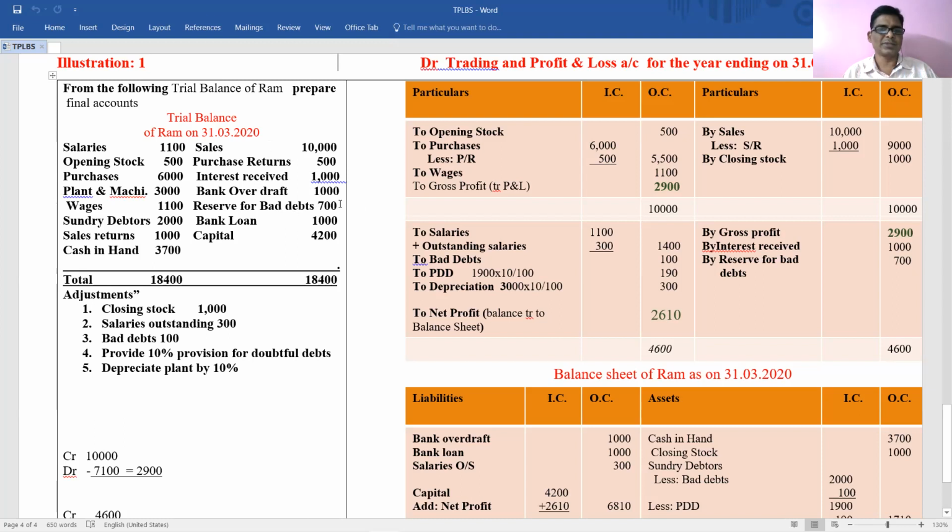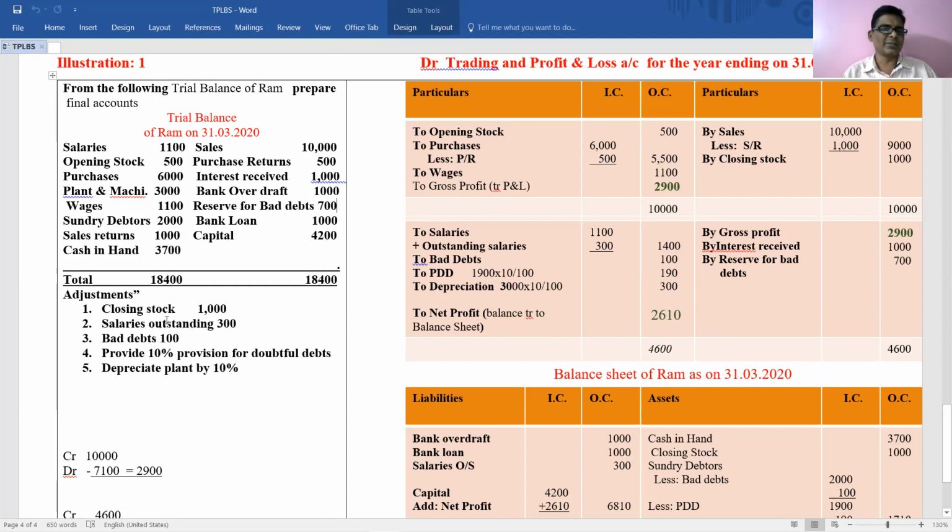Simply see here how I am saying it. I have a trick: if reserve for bad debts is given, simply take it as PC. This is actually not fundamentally right, but only for the purpose of convenience and understanding for students, I am saying that reserve for bad debts is PC. Bank loan L, capital L. When you take reserve for bad debts in PC, bad debts are simply PD and D minus. Only for this trick I use this.